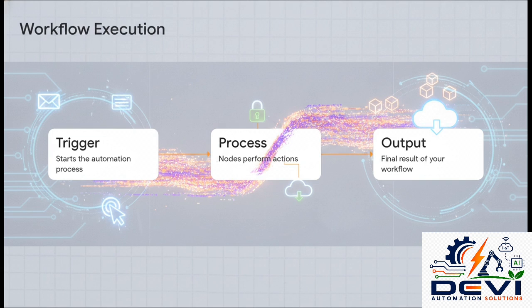First, you have a trigger. This is the event that kicks off the automation, like receiving an email or getting a new lead from your website. Second is the process. This is where your data smoothly flows through different nodes, performing actions or checking conditions, like, hey, if this email has an invoice attached, download it. And finally, you get the output, the end result of your workflow, like saving that specific attachment to a secure cloud folder. The data just flows seamlessly from start to finish without you ever lifting a finger.